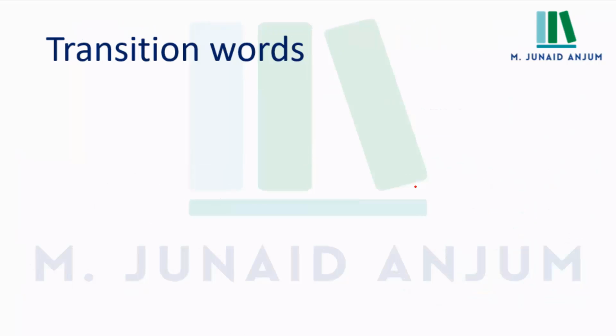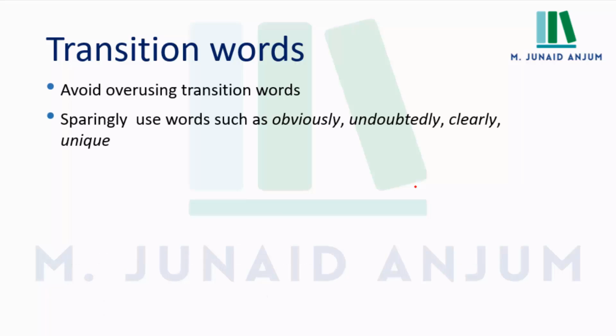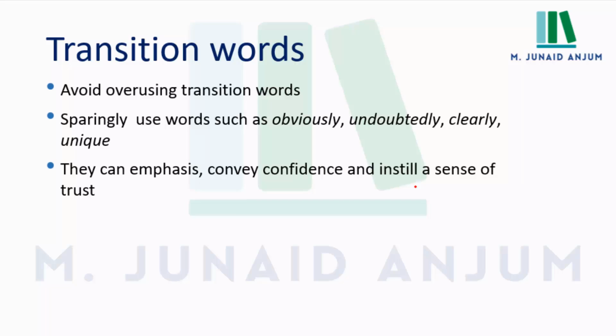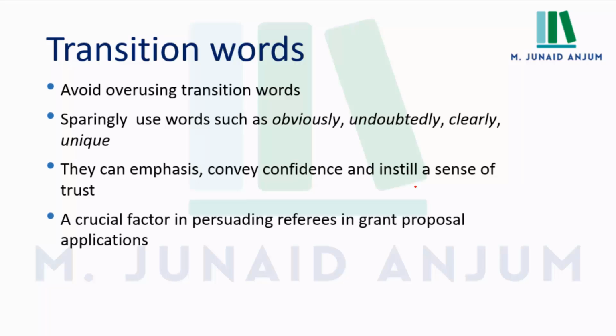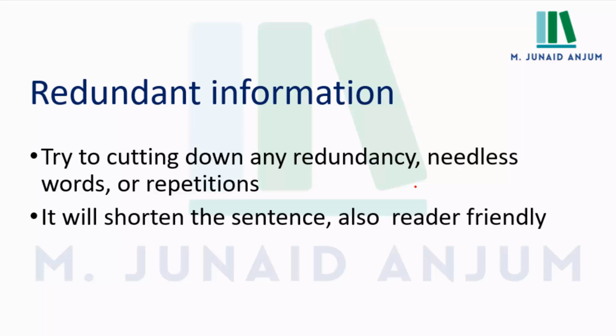The next thing is transition words. Avoid overusing them. Use sparingly words such as obviously, undoubtedly, clearly, unique. They can emphasize, convey confidence, and instill a sense of trust, a crucial factor in persuading referees in grant proposal applications. The next thing is redundant information. Try cutting down redundancy, needless words or repetition. It will help to shorten your sentences and also make your text reader friendly.